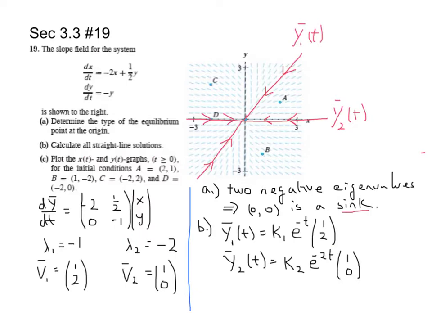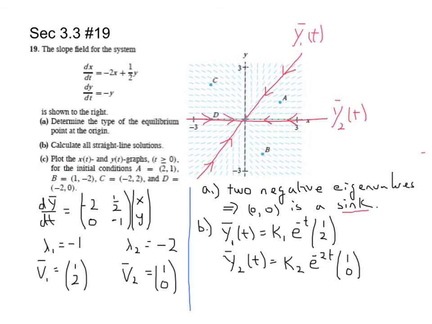Part C says plot the x of t and y of t graphs for the initial conditions at A, B, C, and D. So essentially, I'm just going to be following the straight line solutions. I'll be following the phase plane to do that. So let's start with point A first.